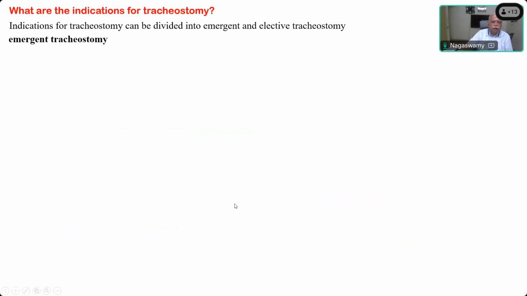So what are the indications for tracheostomy? She mentioned that it can be divided into either emergency tracheostomy or elective tracheostomy. Okay. So the emergency tracheostomy is done mainly for acute upper airway obstruction, laryngeal trauma, or a type of fracture in the maxilla called Le Fort III fracture, which will displace the maxilla and cause occlusion of the upper airway.